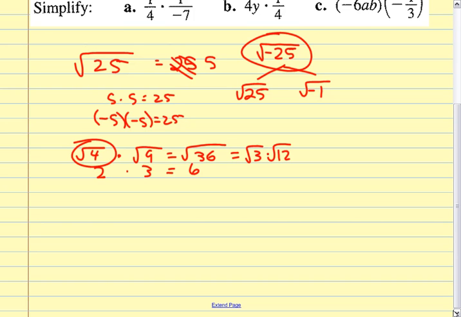Okay, good. But here's why I wanted to separate them. Because what's the square root of 25 again? 5. Okay, I can simplify that. This thing has a special name. You just call it i. i stands for the square root of negative 1. It's an imaginary number. So it's always i.